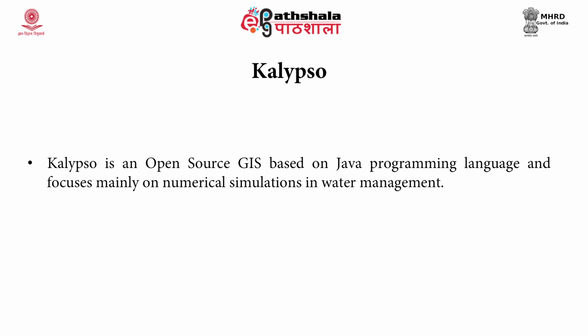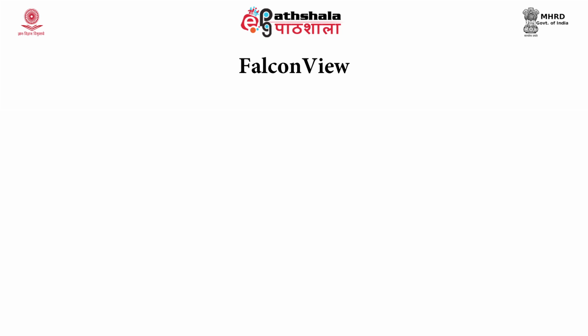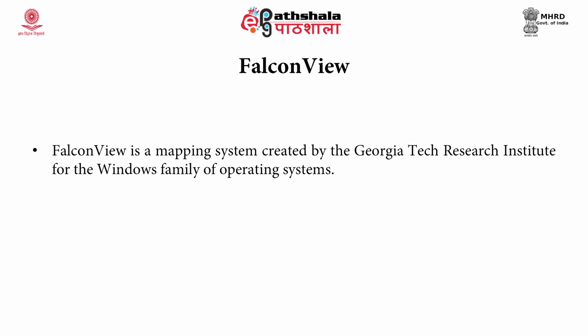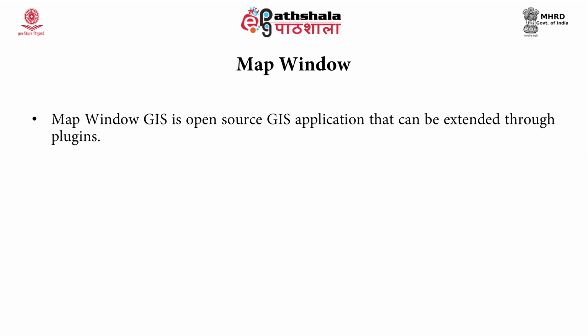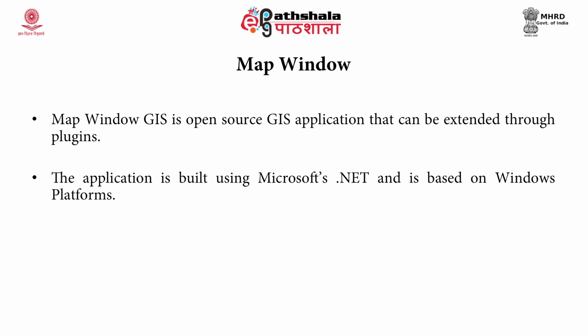Another open source GIS based software is Calypso, that is based on Java programming language and focuses mainly on numerical simulations in water management. One more software is Falcon View, which is a mapping system created by the Georgia Technical Research Institute for the Windows family of operating systems. It's a free open source version of the software. MapInfo GIS is another open source based application that can be extended through plugins. Its application is built using Microsoft's .NET and is based on Windows platform.